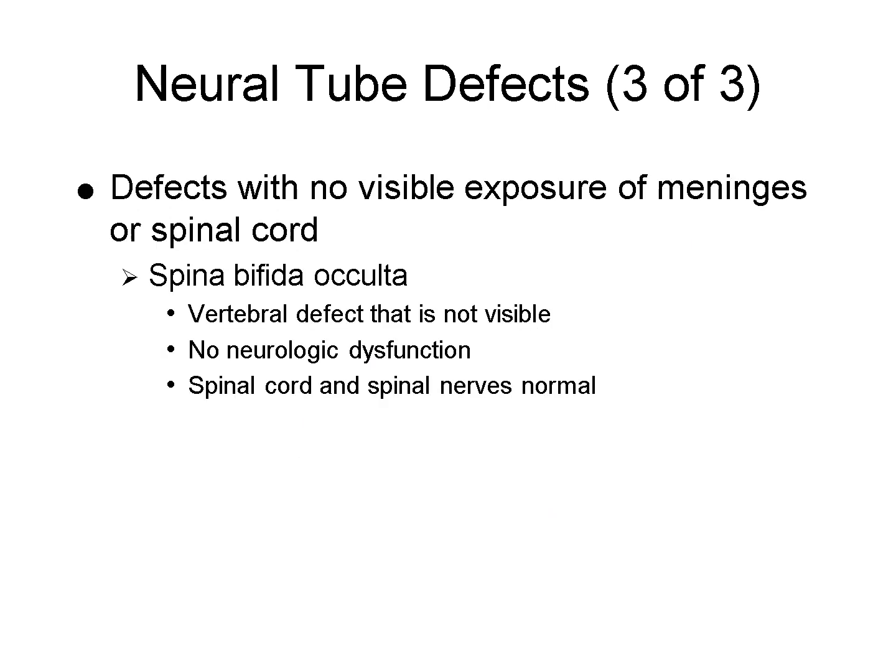Spina bifida occulta is a form of neural tube defect that is not visible externally and typically causes no neurologic dysfunction. In this condition, the vertebrae are malformed, but the spinal cord and its nerves remain intact and undisturbed. It is often discovered incidentally on imaging for unrelated issues. Despite being asymptomatic, it may be associated with skin markings or subtle physical signs.